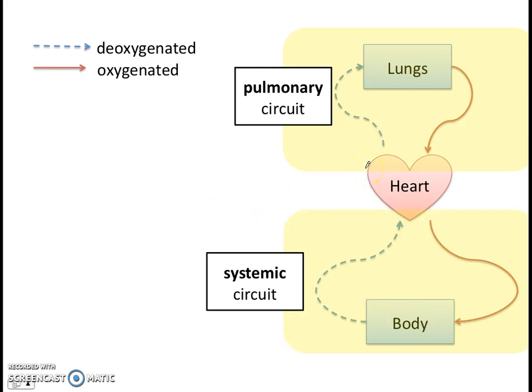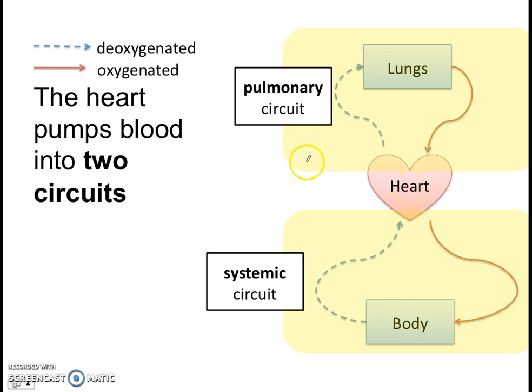So let's begin with a simple recap of what we learned about in the last lesson, where we saw that the heart pumps blood around two circuits, right? There was the pulmonary circuit where the heart pumps blood to the lungs and then blood returns from the lungs to the heart. And then there's the systemic circuit where the heart pumps blood to the body and then the blood returns to the heart.